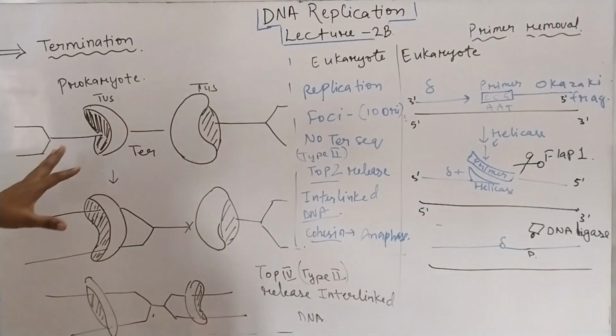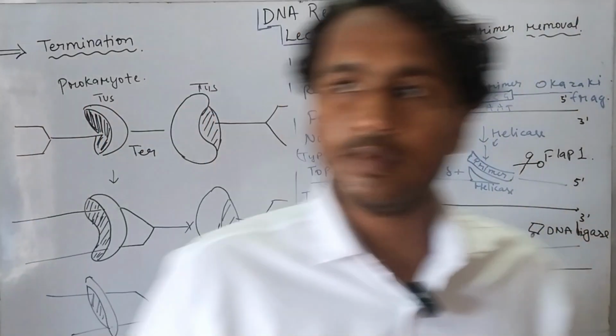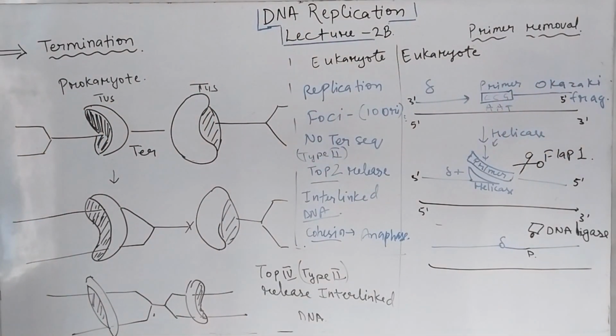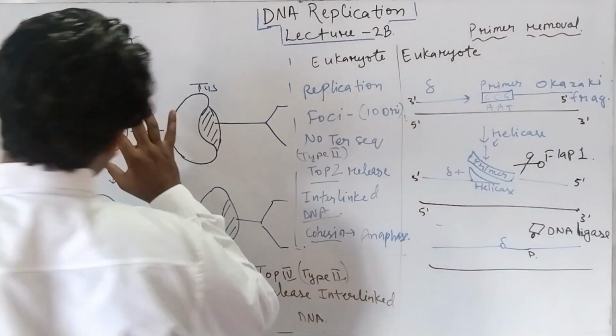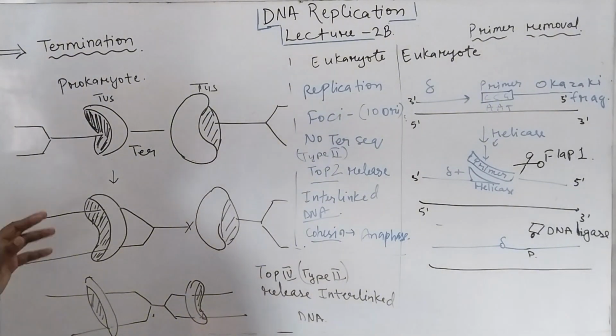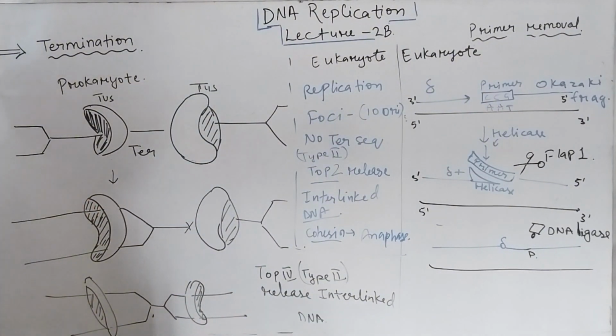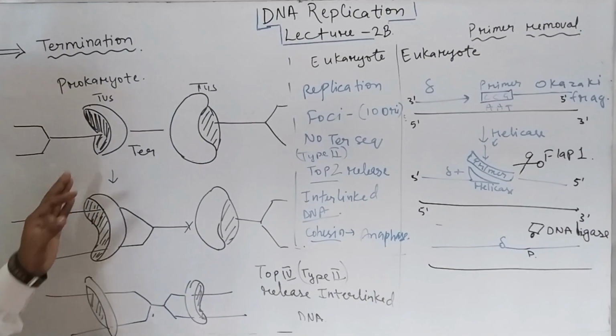Now we have to terminate this, and the termination will be done only by the TUS protein. Okay. So we need a termination sequence in case of the prokaryote. If you find a termination sequence, it will easily incorporate the TUS protein. So termination will be done by the TUS protein.